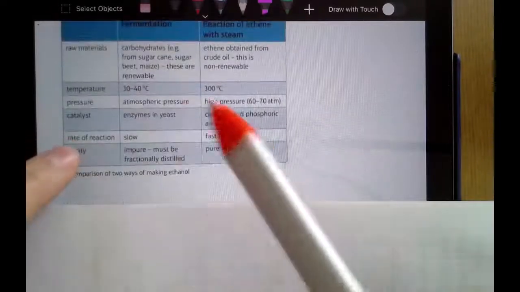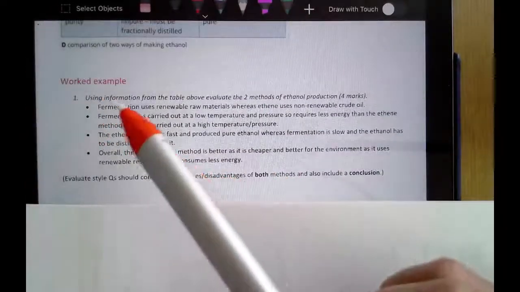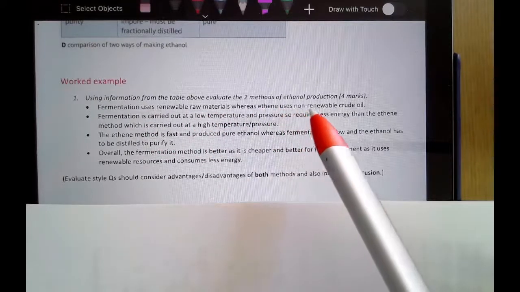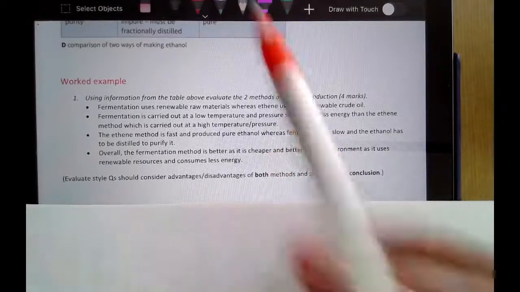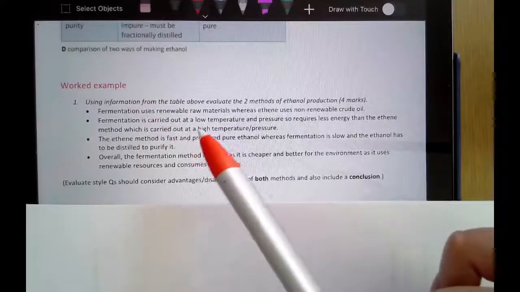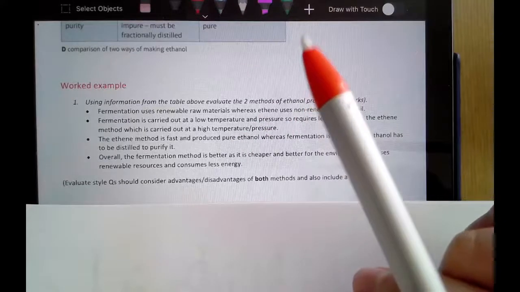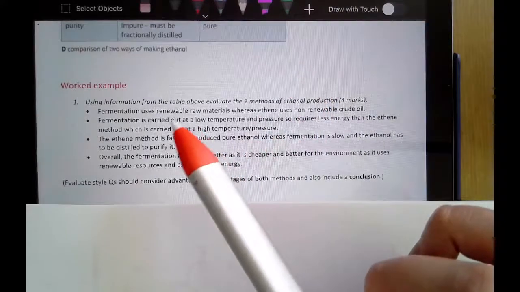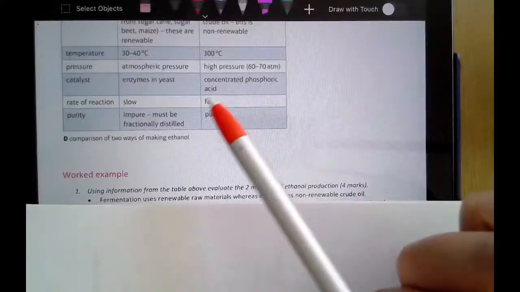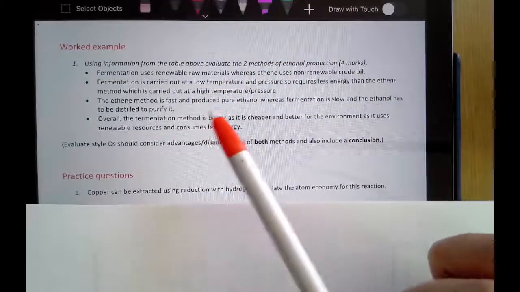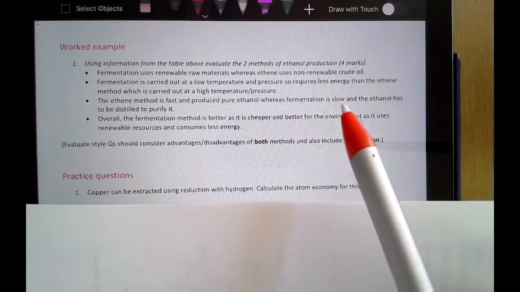So if we look at the raw materials, fermentation is using renewable glucose, whereas the other method you're using non-renewable ethene. So that's a tick in the favour of fermentation. Also, fermentation is carried out at low temperature and pressure compared to the other method, high temperature and pressure. So that makes it a lot cheaper. But on the other side, your ethene method is much faster and you're producing a pure product and you've got 100% atom economy. So it's fast, pure ethanol, the fermentation is slow.